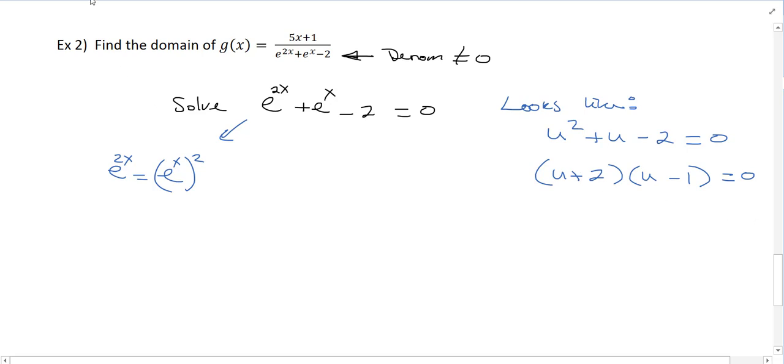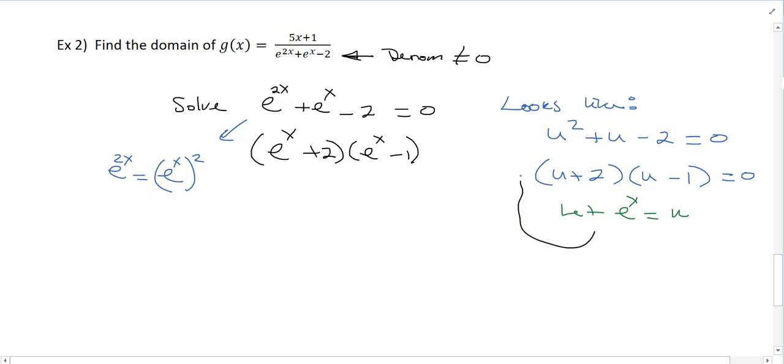And now I can solve it. So I can think of it as let e to the x be u, right? So then you have e to the x squared, so e to the 2x plus e to the x minus 2. So that's exactly our expression. That means I can factor this into e to the x plus 2 and e to the x minus 1 based on this work over here, equals 0, and now we use the zero product property. So either e to the x plus 2 is 0 or e to the x minus 1 is 0.